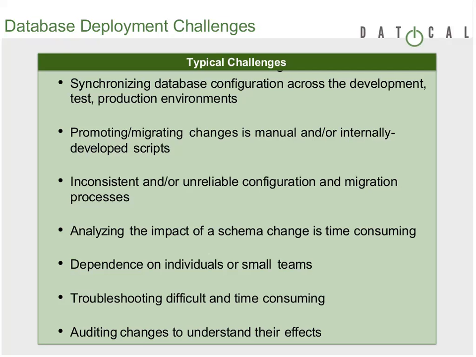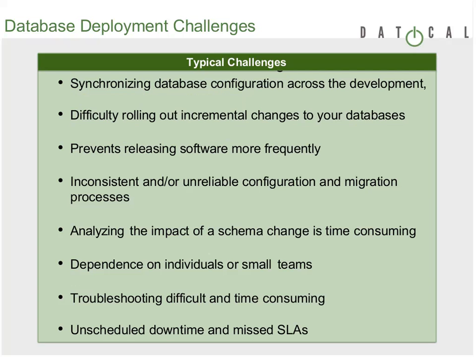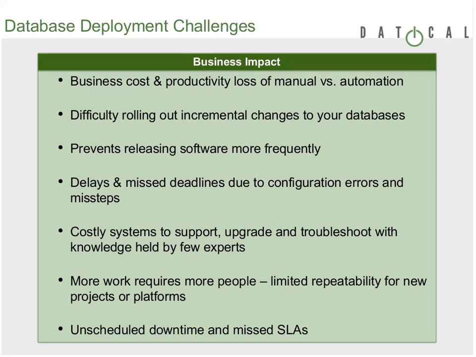What all this leads up to is not just the technical challenges that we're dealing with, but it has a direct impact on the business as well. When we are dealing with manual changes, it leads to a linear relationship between the resources that we require and the number of applications. Also, because we're relying on manual deployments, it doesn't allow us to very quickly roll out these incremental changes.